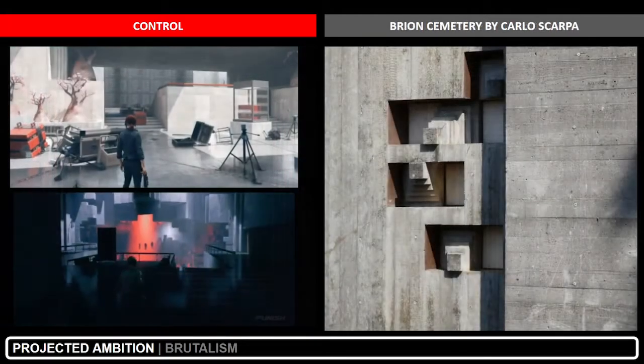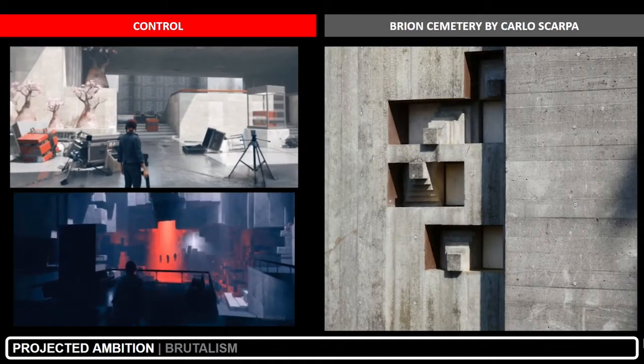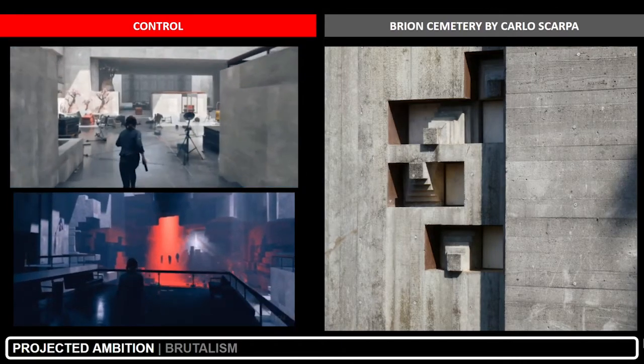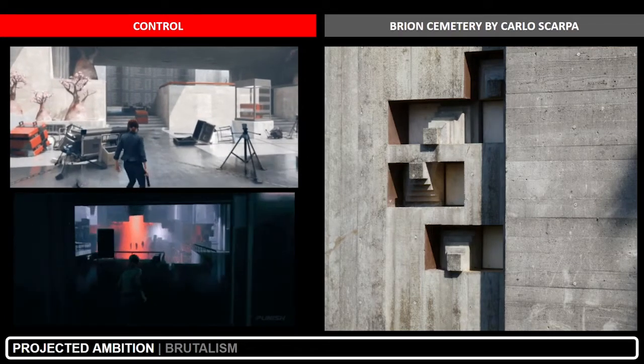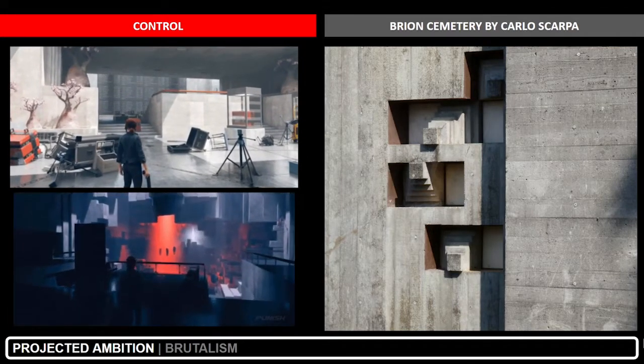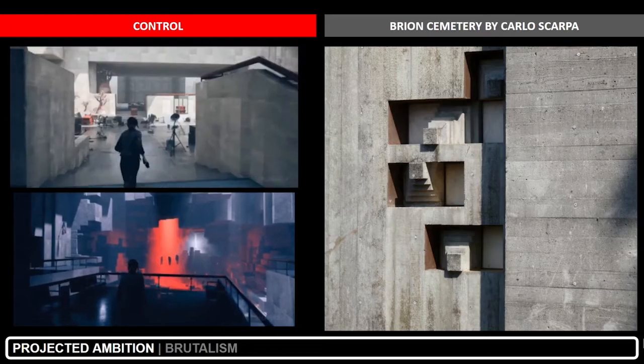In addition, the architecture within Control goes beyond the overall forms and aesthetics and begins to examine details as well, drawing inspiration from masters like Carlo Scarpa. Minute concrete details and assemblies are articulated.